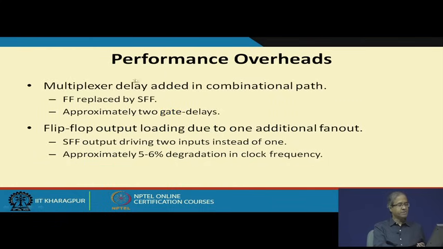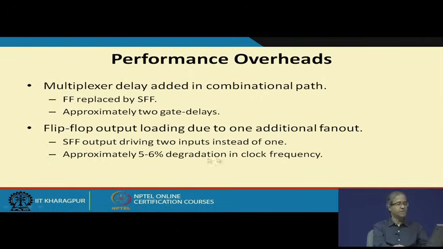Regarding the performance, we have added a multiplexer in the combinational path. That will be approximately 2 gate delays, so the circuit will be slowed down. Similarly, earlier the output of a flip flop was coming straight to the input of the combinational circuit, but now the output of every scan flip flop will be coming not only to the input of the combinational circuit, but also to the input of the next scan flip flop. So, the fan out becomes 2. Increasing fan out means more delay, so the clock will also get degraded. Typically 5-6% degradation occurs.